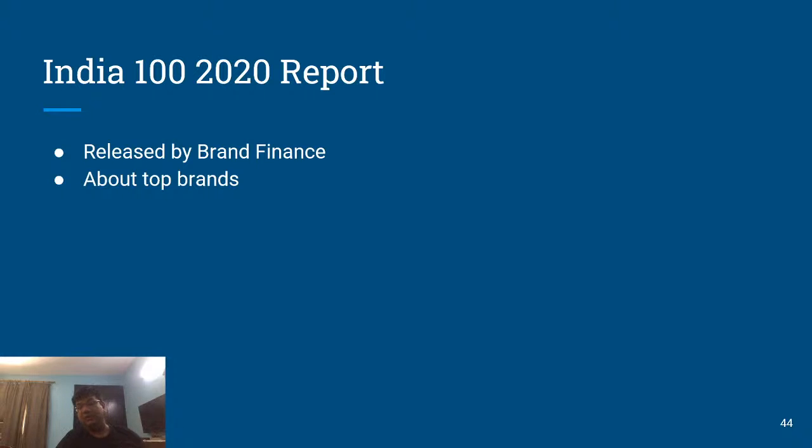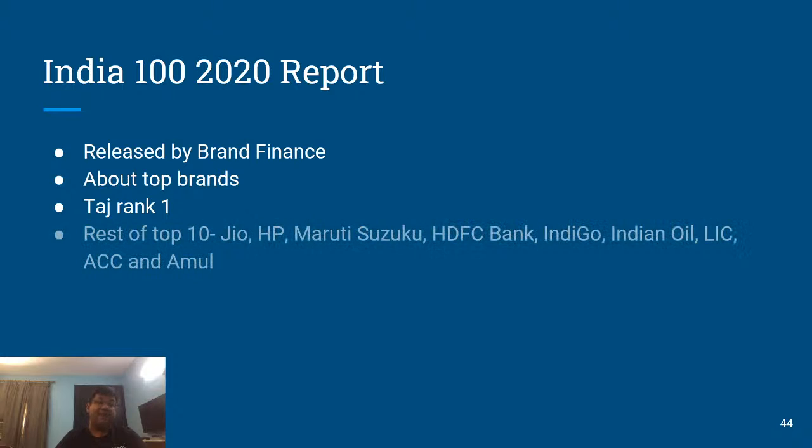Anybody who's aiming at MICA, you should read this report carefully. And in fact, watch some of the stuff of this magazine. Read this magazine, you'll get a great idea. So it talks about some of the top brands, and Taj has been ranked overall number 1. That is truly impressive about Taj. Taj, of course, is part of the Tata group.